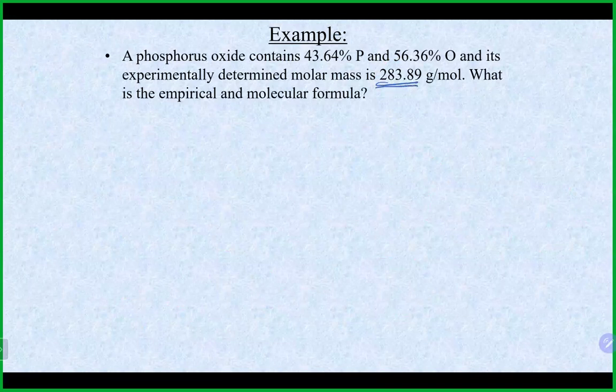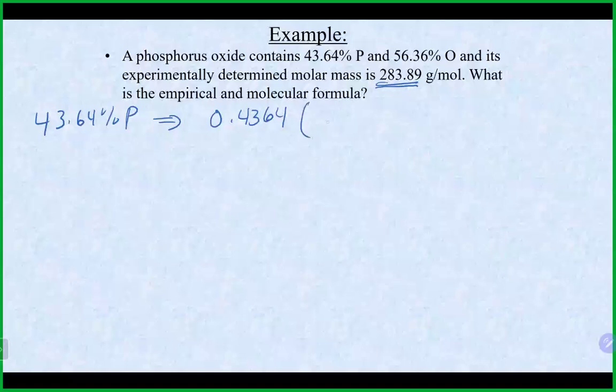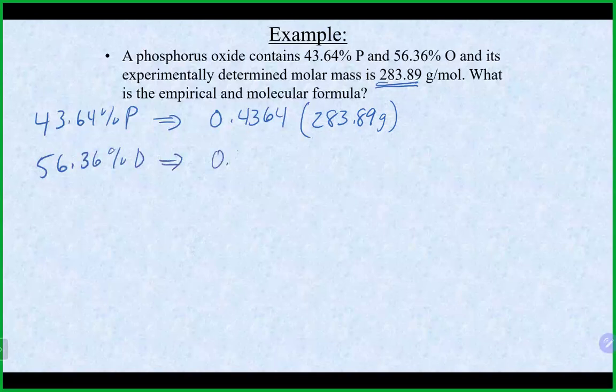So you could take the percentage, for example, of phosphorus, and you could turn that into a decimal, as we talked about, right? Which is divided by 100 or move the decimal point. And you could take 0.4364, and you could times that by 283.89 grams, basically. And you can do the same thing for your oxygen, 56.36% oxygen. Turn it into a decimal, 0.5636, times it by 283.89 grams.